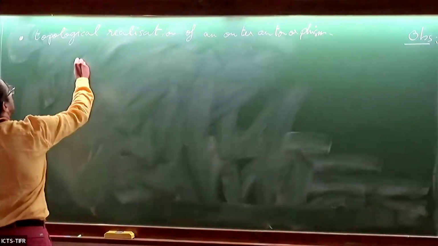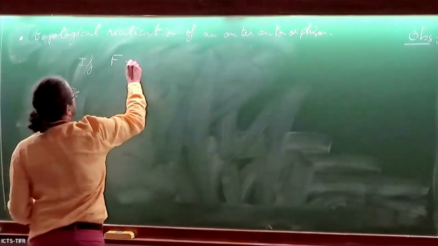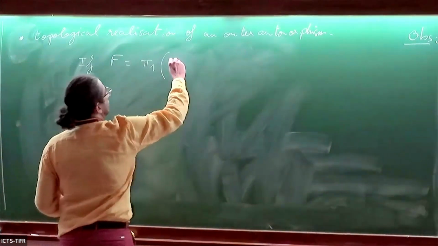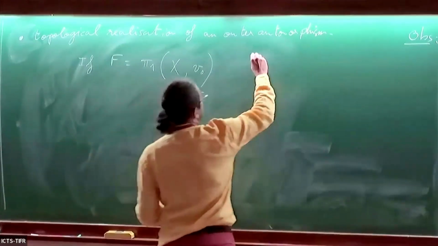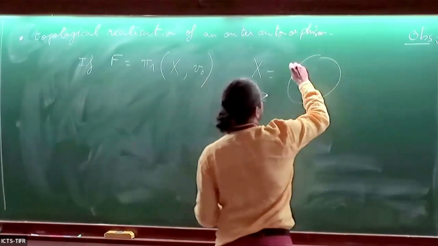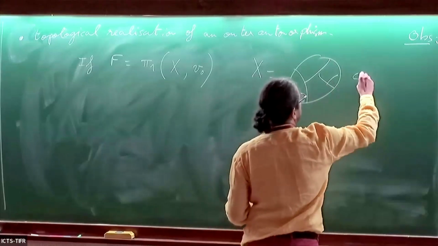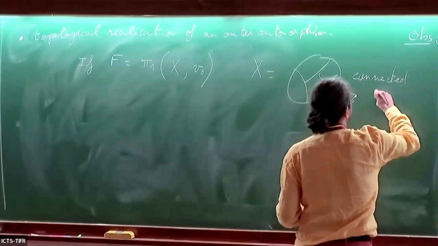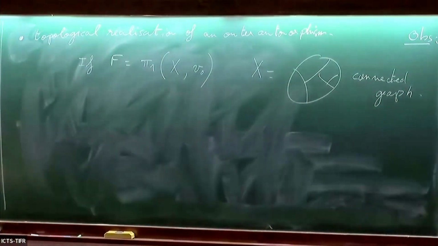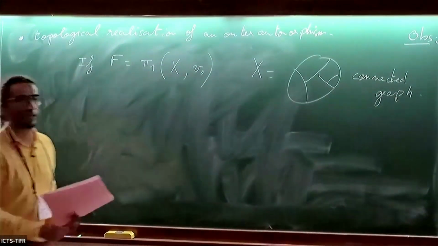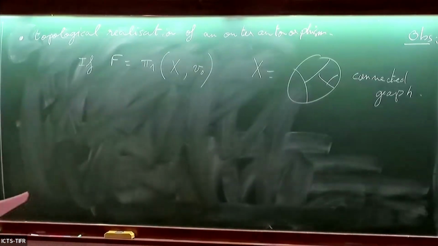And now it comes in useful when I want to describe topologically an automorphism. So if F is a fundamental group of, well, I call it X, X could be a connected graph. You will soon realize that I have only one picture for a connected graph. It's this one. But there are plenty of connected graphs.